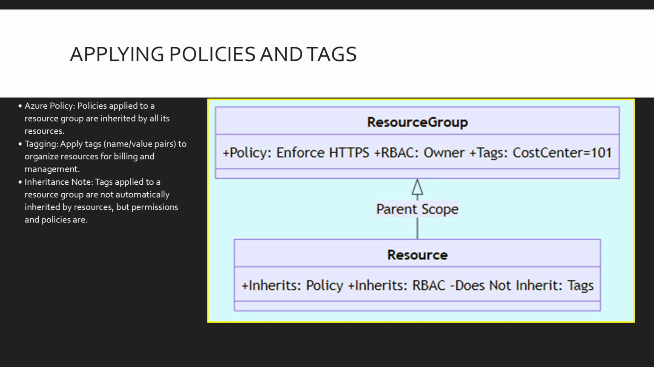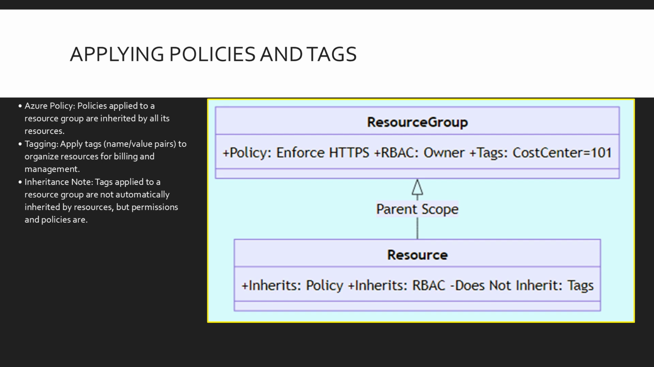Beyond access control, the resource group hierarchy is essential for governance via Azure policy and tags. When you apply a policy to a resource group, such as enforcing a specific region for deployments, that policy is inherited by all resources created within that group. However, it is important to note a distinction. While permissions and policies inherit, tags do not automatically cascade from the group to the resources by default. You apply tags to the resource group to organize the container itself, helping clarify billing and ownership for the collection of resources.